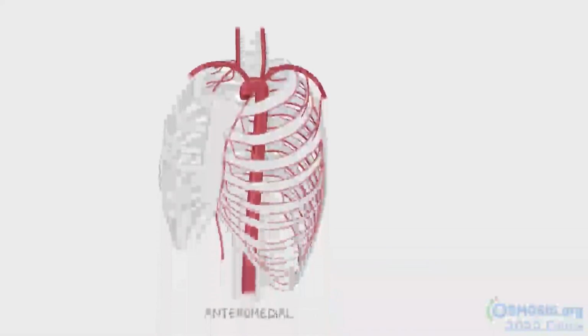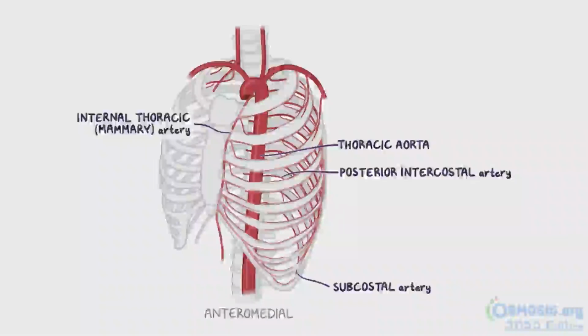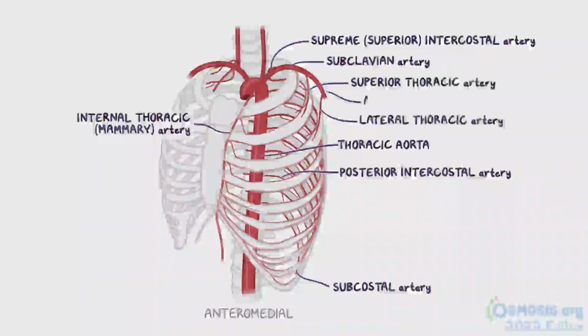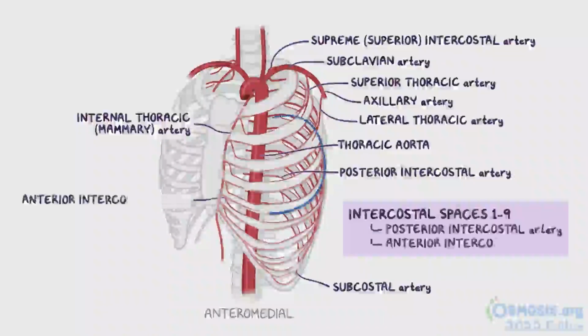Alright, finally, let's look at the arterial supply to the thoracic wall, which comes from the posterior intercostal and subcostal arteries arising from the thoracic aorta, the internal thoracic or mammary artery coming from the subclavian artery, and the supreme or superior intercostal artery arising from the costocervical trunk of the subclavian artery, and the superior and lateral thoracic arteries from the axillary artery. With the exception of intercostal space 10 and 11, each intercostal space is supplied by a large posterior intercostal artery and a small pair of anterior intercostal arteries.